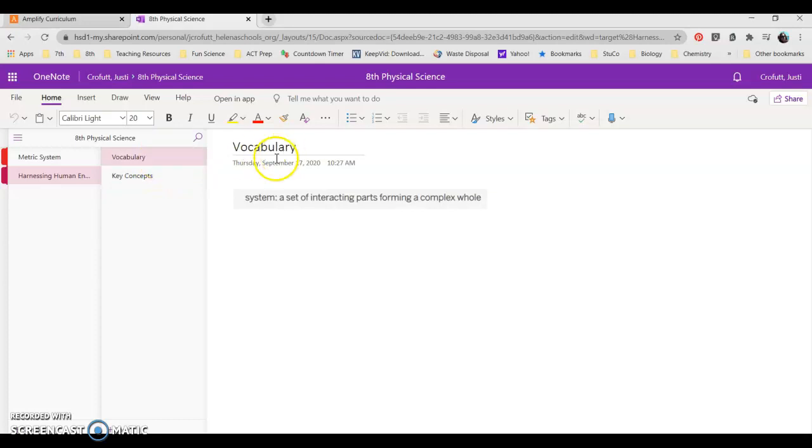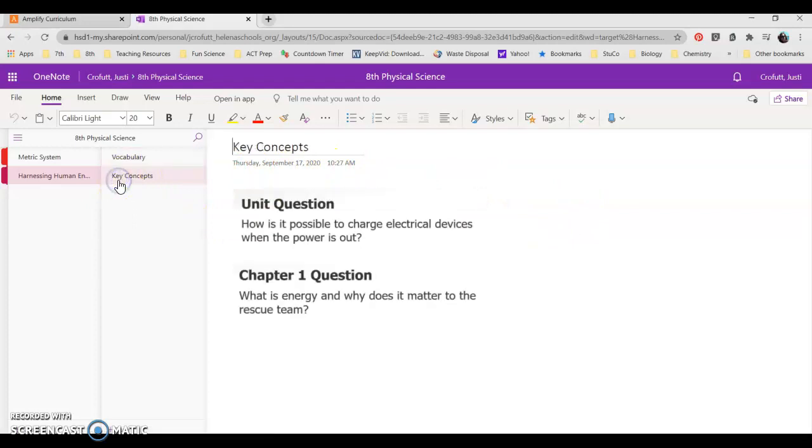You can already see that I've got some vocab added. You will add that as you go today. These will be posted on your team's post for today as well as these key concepts. So as we go through our Amplify lessons and add to our notes, those pictures will all be available for you on Teams. So easy cut, copy, and paste.